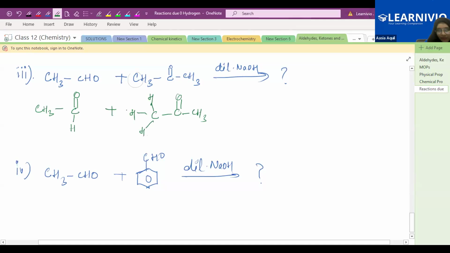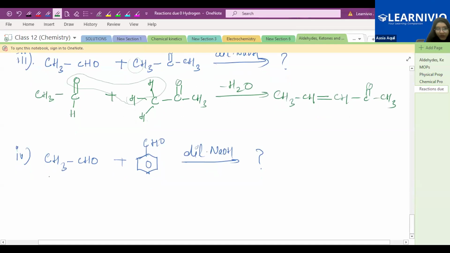Now, it's very simple: two hydrogens from the alpha carbon and one oxygen from here. Water will be liberated and you will get CH3 CH. Just attach this and this carbon by a double bond. So you will get CH again, CO, CH3. That is the product. Similarly, the second one: CH3 CHO, and this is your aromatic system, benzaldehyde. So how will you do this?